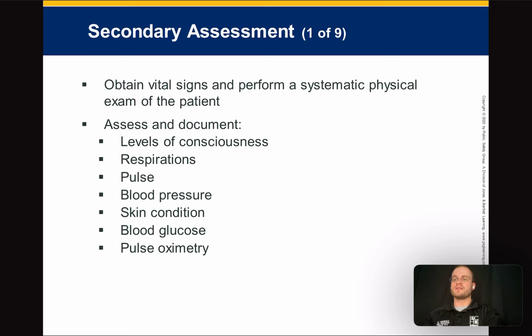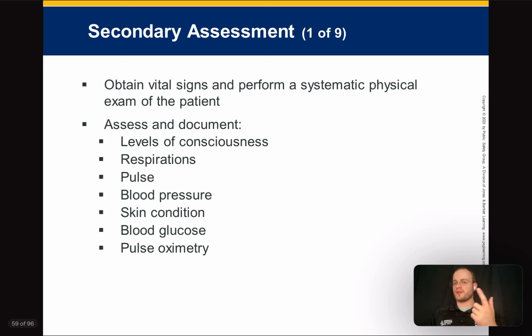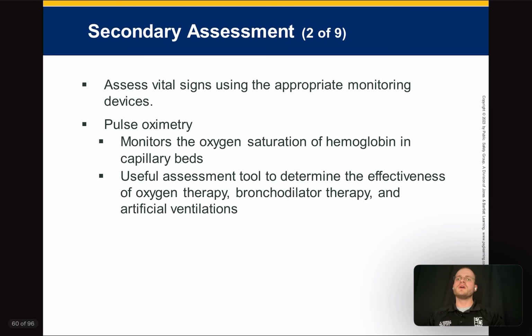Obtain vital signs, and I hate that I'm reading off the slides to you guys, but I kind of have to. Obtain vital signs and perform a systematic physical exam of the patient. So assess and document their level of consciousness, their respirations, pulse, blood pressure, skin condition, blood glucose, and pulse oximetry. Okay, cool. So in our secondary assessment, this is where we're really digging into vital signs and the physical exam, okay?